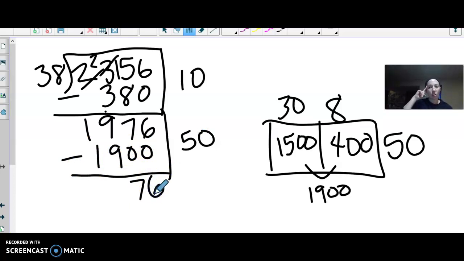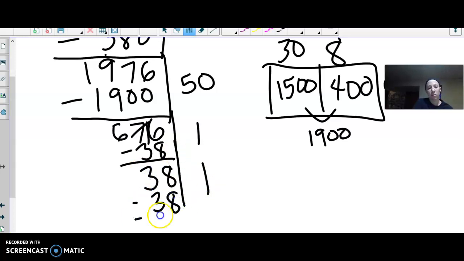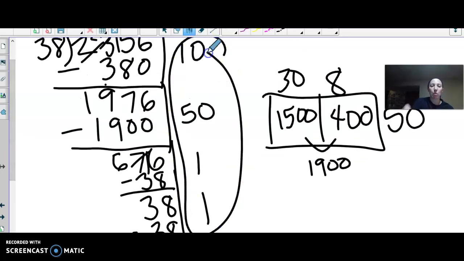Well, I know because I can do it in my head that it'll take 2. If you weren't sure, you could always do 1 group, subtract, that's going to be 6, 8, 38, another group, and 0. Either way, once I add up all my partial quotients, I can see 62 groups is how many it took me to get up to my dividend.